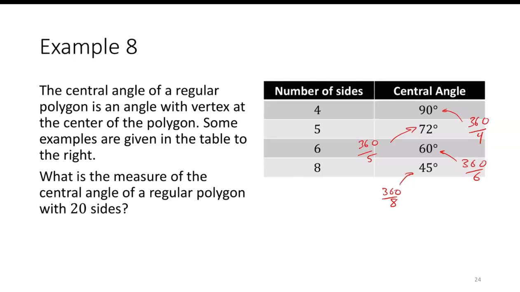So what is the measure of the central angle of a regular polygon with 20 sides? Well, that would be 360 divided by 20. So that's going to be 18 degrees. So these would be very sharp corners.